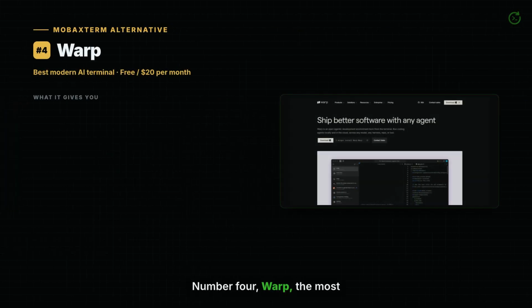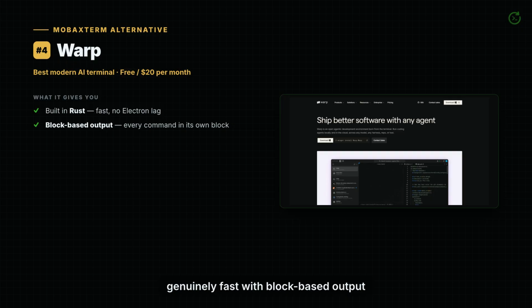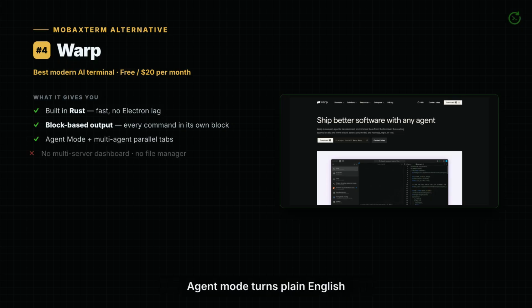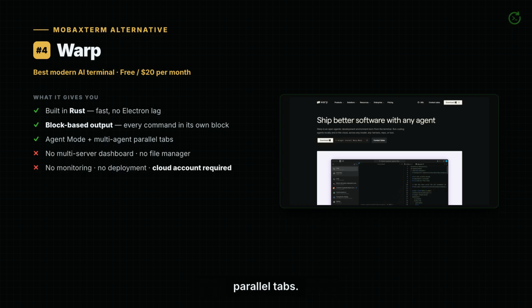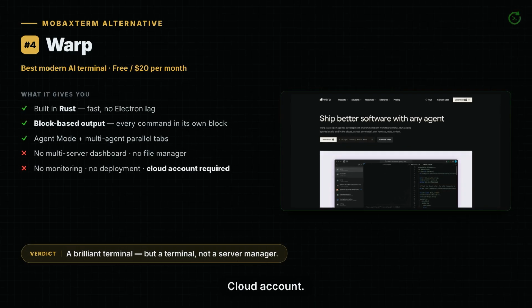Number 4, Warp, the most modern terminal here. Built in Rust, so it's genuinely fast, with block-based output that keeps every command and its result in its own block. Agent mode turns plain English into shell commands, and you can run multiple agents in parallel tabs. But Warp is a terminal, not a server manager. No multi-server dashboard, no file manager, no monitoring, no deployment, and it requires a Warp Cloud account.